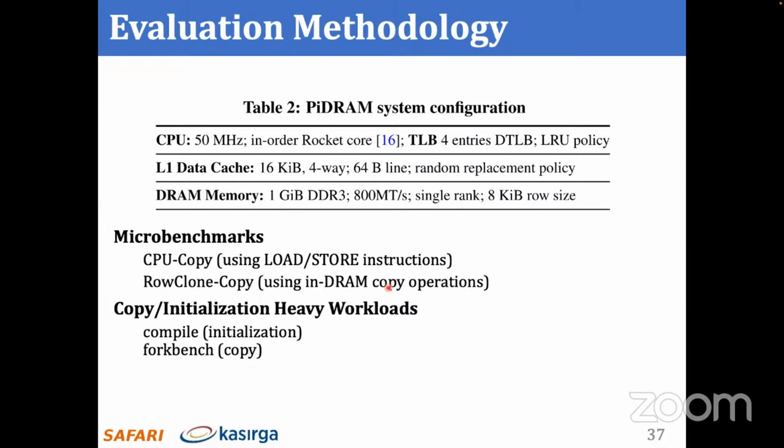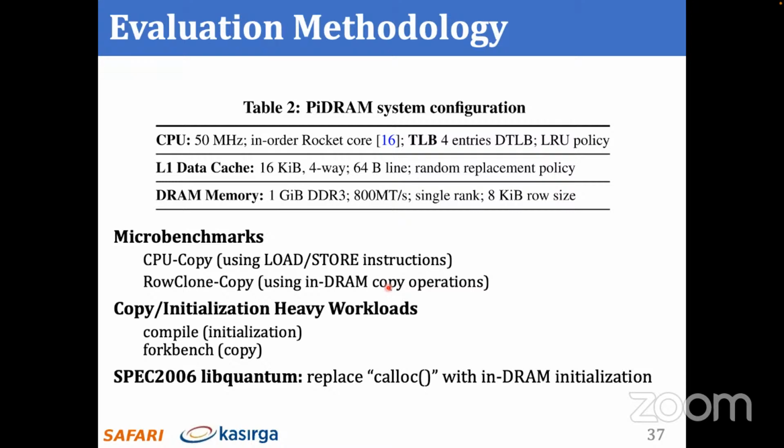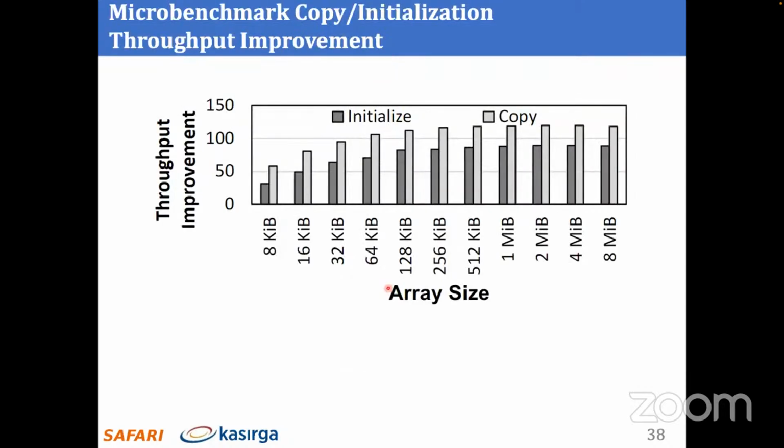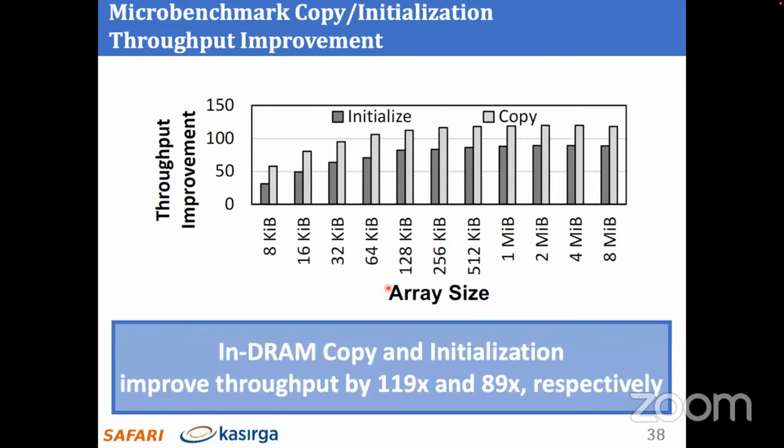Compile workload is initialization heavy, whereas the fork bench is copy operations heavy. And we also evaluate one workload from SPEC 2006, libquantum, where we replace calls to the calloc function, which zero initializes a large array, with in-DRAM initialization operations. This plot shows the throughput improvement for RowClone copy and initialization operations over CPU copy and initialization operations for different array sizes. The conclusion here is basically that in-DRAM copy and initialization can improve throughput by 119x and 89x.